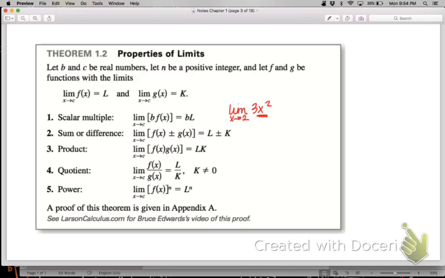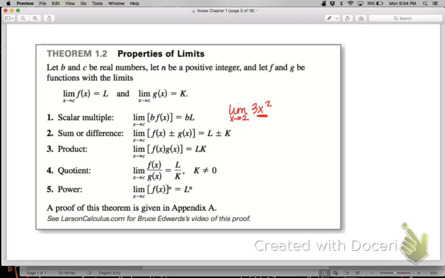If I want the sum or difference, if I have an f of x plus or minus g of x, I'm just going to add their individual limits. So maybe that's something like the limit as x approaches c of 3x squared minus 4x. So the 3x squared is one, the 4x is another. I can find each of their limits separately and then either add or subtract them depending on the problem.